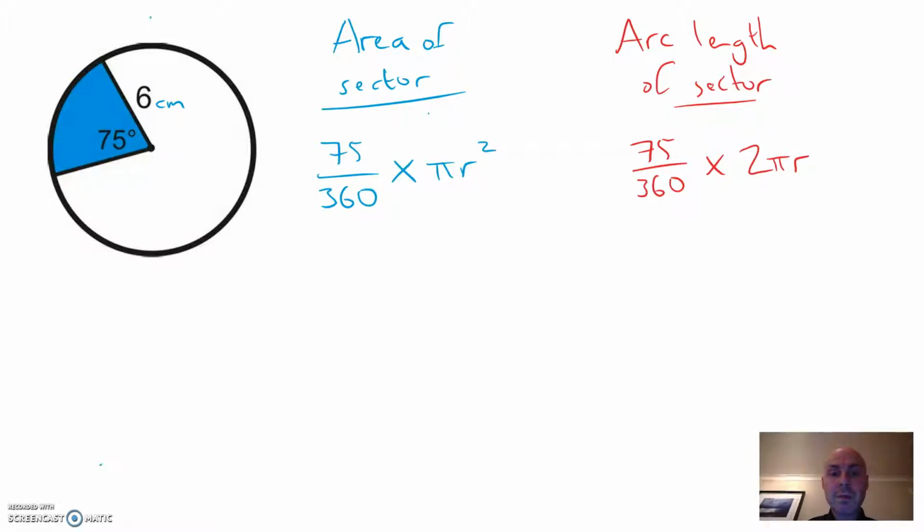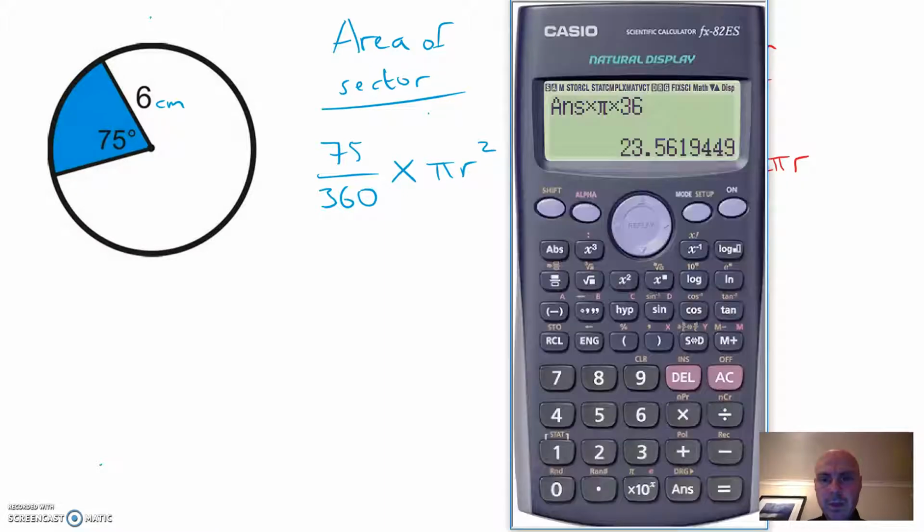So before I put some numbers in, pause the video, have a go at those calculations, check what you get, and then make sure they match up. Pause. Okay, how do we do? Let's have a look. So area of the sector, what do we want to do? We want 75 divided by 360.